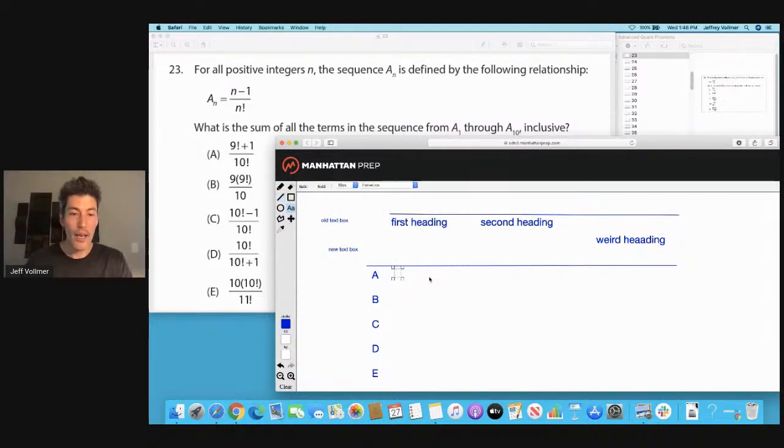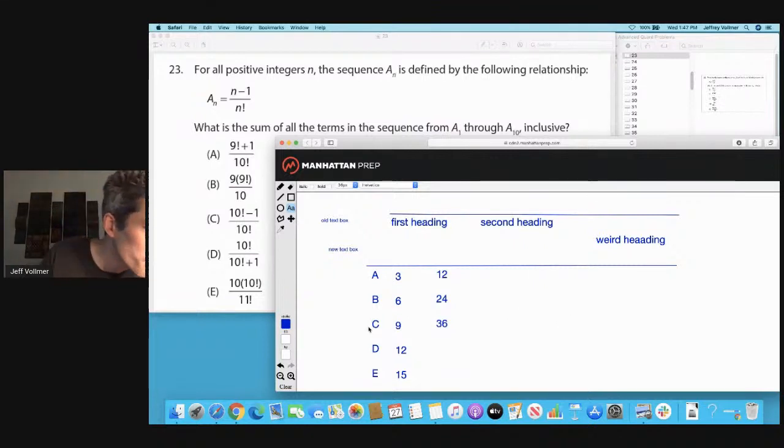So if answer A is 3, I'd like the 3 to be pretty much directly to the right of A, then 6, 9, 12, 15. And then, whatever this next heading is, I would put something here. So the quadruple of the answer choices goes here. And now everything's aligned. So I found that using a vertical line helps me create some rows.